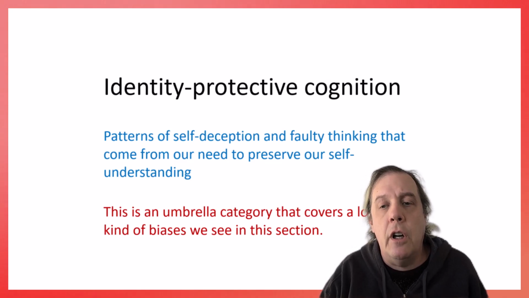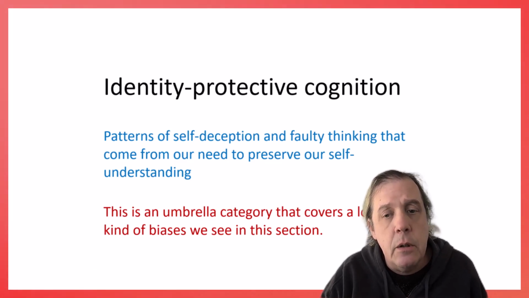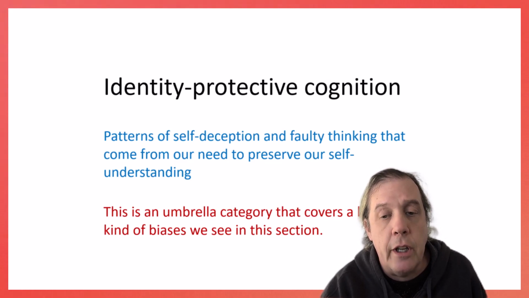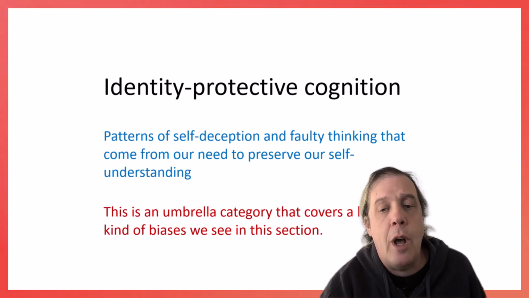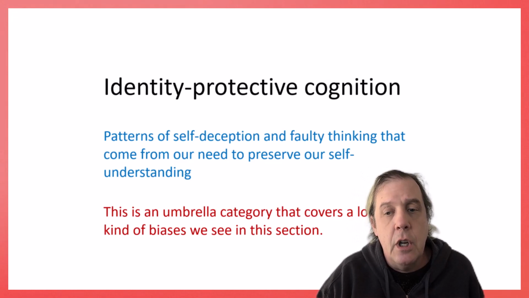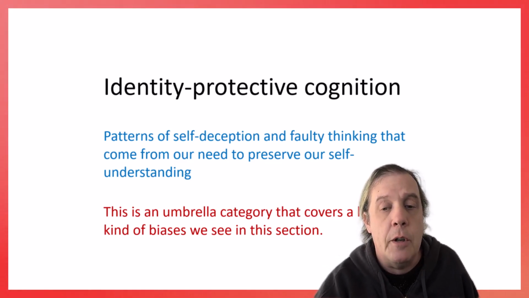Okay, the last term I have here isn't from Linker, but I wanted to introduce it as a general term that covers a lot of stuff that we've been talking about, and this is identity protective cognition. These are patterns of self-deception and faulty thinking that come from our need to preserve our self-understanding. You need to protect your sense of self, which includes not admitting you're wrong. So this is an umbrella category that covers a lot of the cognitive biases that we've seen in the section, and it ultimately relates back to the web of belief and confirmation bias. Identity protective cognition is another name for the factors that keep the center of our web of beliefs strong.